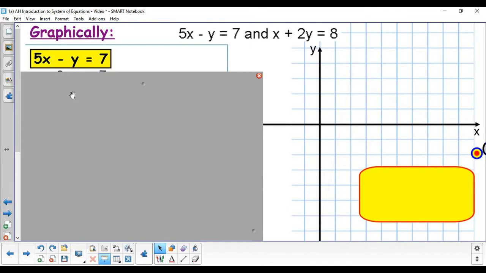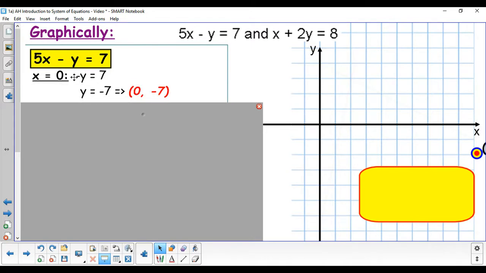So if I was going to try graphically, I'd put x equals 0 and y equals 0. So let's start with the first one. If you put x equals 0 in there, you'll get 5 zeros. So you end up with minus y equals 7. So plus y equals minus 7. And you've got a point 0, minus 7.